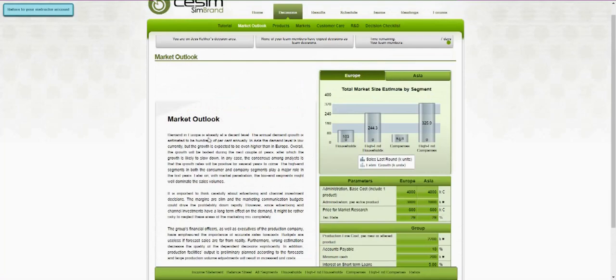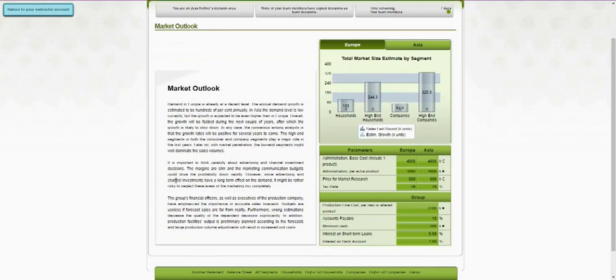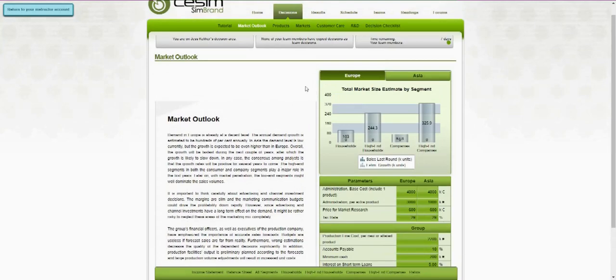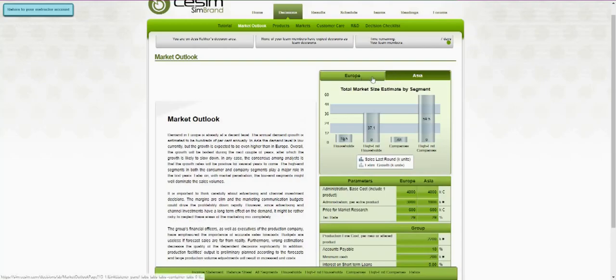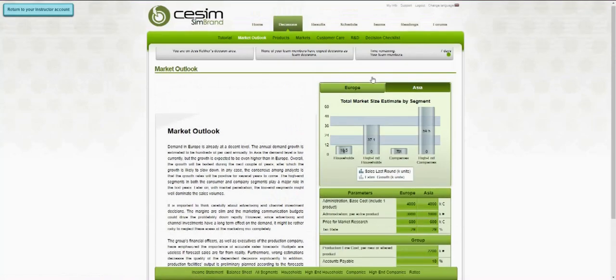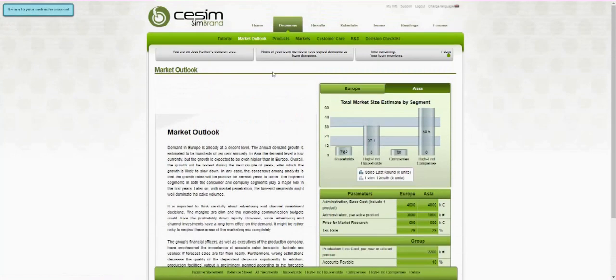So it's saying about the demand level, and it gives you some advice about advertising, channel investment, and what have you. We're thinking about this for both the European market and the Asian market. So you've got two outlooks here. In your first round, you have a decision which market you want to enter. I would highly recommend that you enter both markets simultaneously. However, you can decide which one is more important to your team financially. And here is some financial information here.